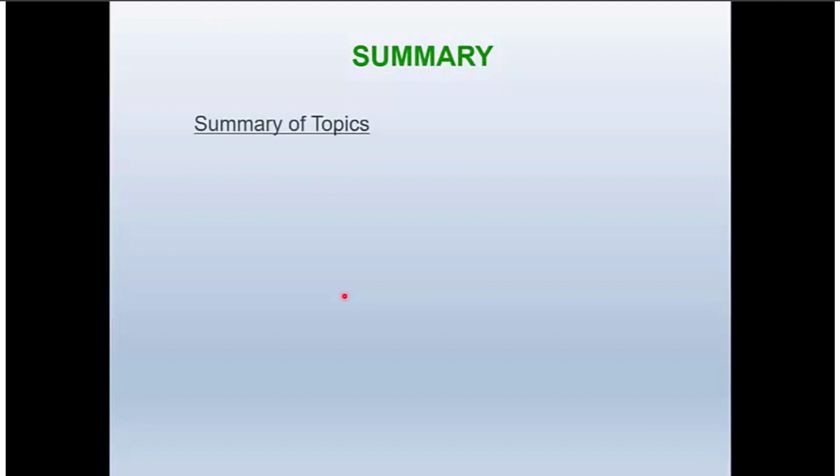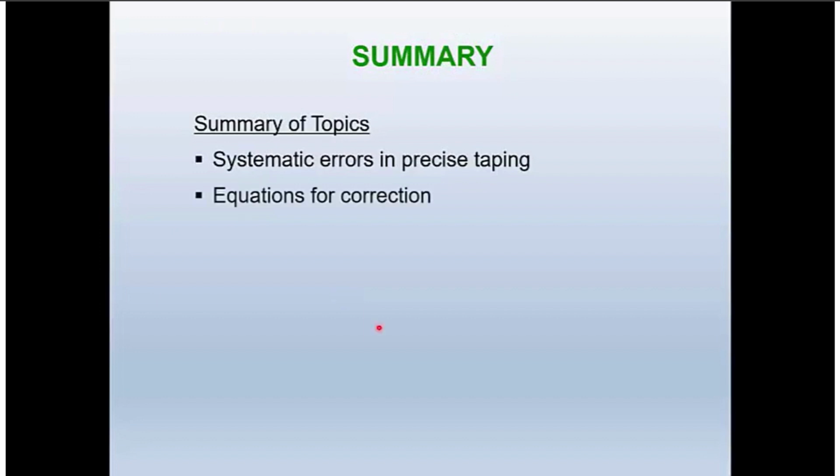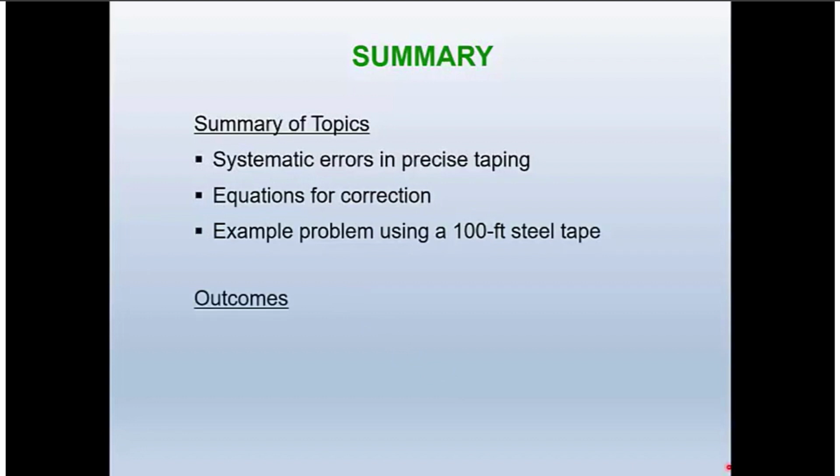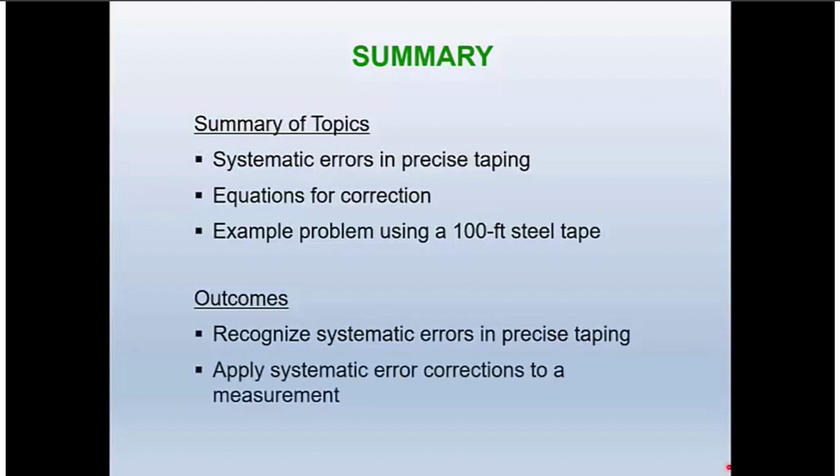In summary, we have covered the topics of systematic errors in precise taping, the equations for correction, and an example problem using the 100-foot steel tape. So the outcomes from this video, what we hope you've learned is how to recognize systematic errors in precise taping, and then also how to apply systematic error corrections to a measurement. This is the end of the video lesson.